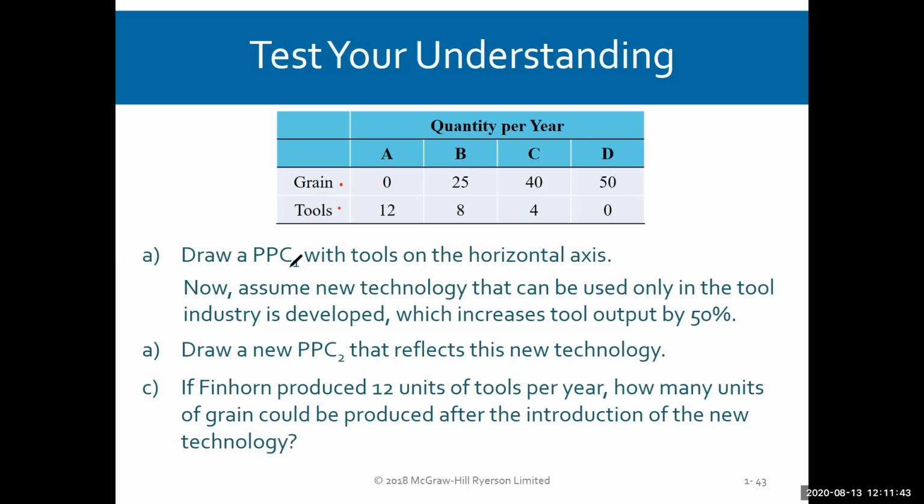So question A, draw a production possibility curve with tools on the horizontal axis. Okay, so we're just going to plot that. And then it says, assume new technology can be used only in the tool industry, which increases tool output by 50%. Okay, draw a new production possibility curve that reflects that technology. And then it says, if they originally produced 12 units of tools per year, how many units of grain could be produced after the new introduction of technology, assuming they still want to continue producing 12 tools? So let's take a look at this and start plotting those points.